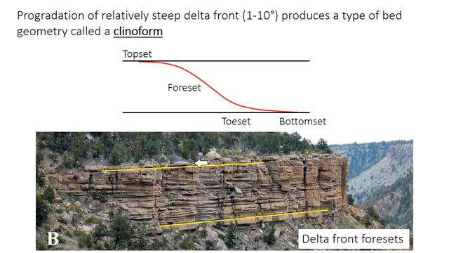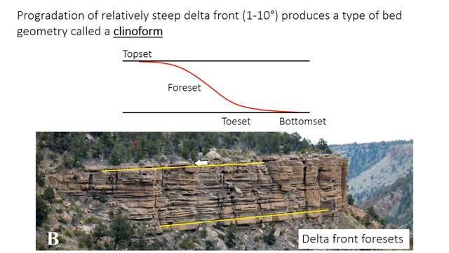In the diagram here, the foreset beds' dip is really highly exaggerated. In the real world, the actual dip is just a couple degrees. In the photo here, the yellow lines show the horizontal bedding at the top and the base of the delta front. And between those lines, you can see very gently dipping foreset beds that represent part of these delta front clinoforms.